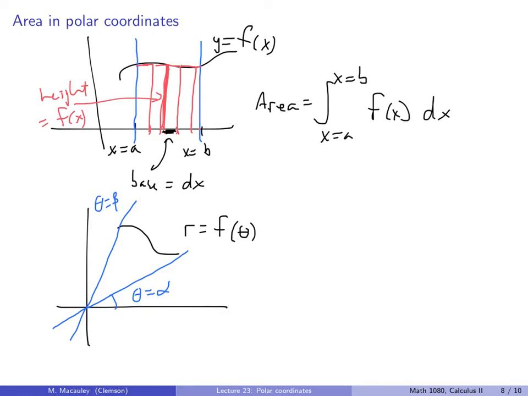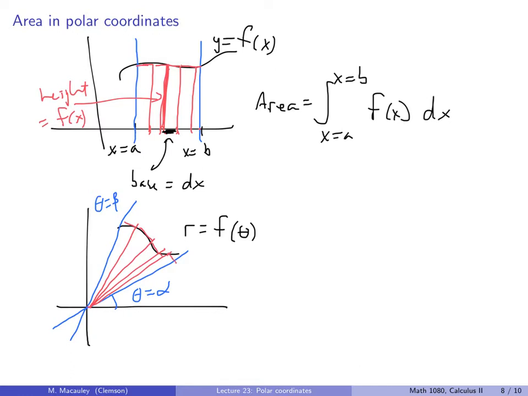Okay, so we want to break this up into infinitesimal pieces, sort of like Riemann sums. However, our infinitesimal pieces are going to look like this. We're not actually going to have Riemann sums of boxes. What we're going to have is Riemann sums of triangles.